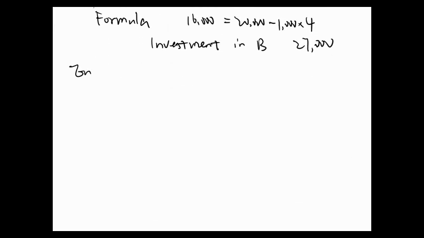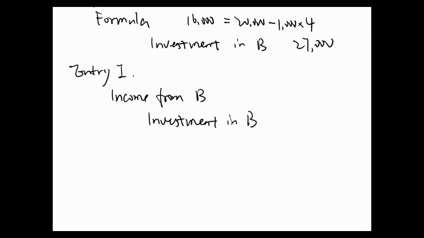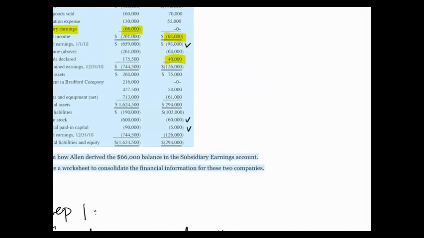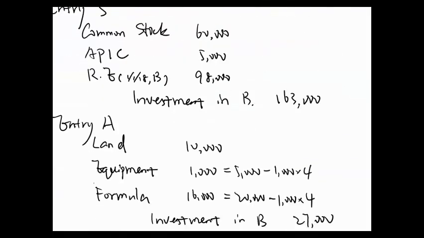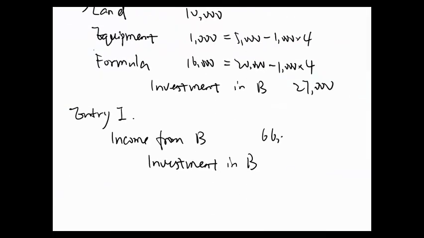Entry I is to eliminate the investment income, or the inter-entity income, from the subsidiary company, and we debit income from Bradford and credit investment in Bradford. The amount here is 66,000.